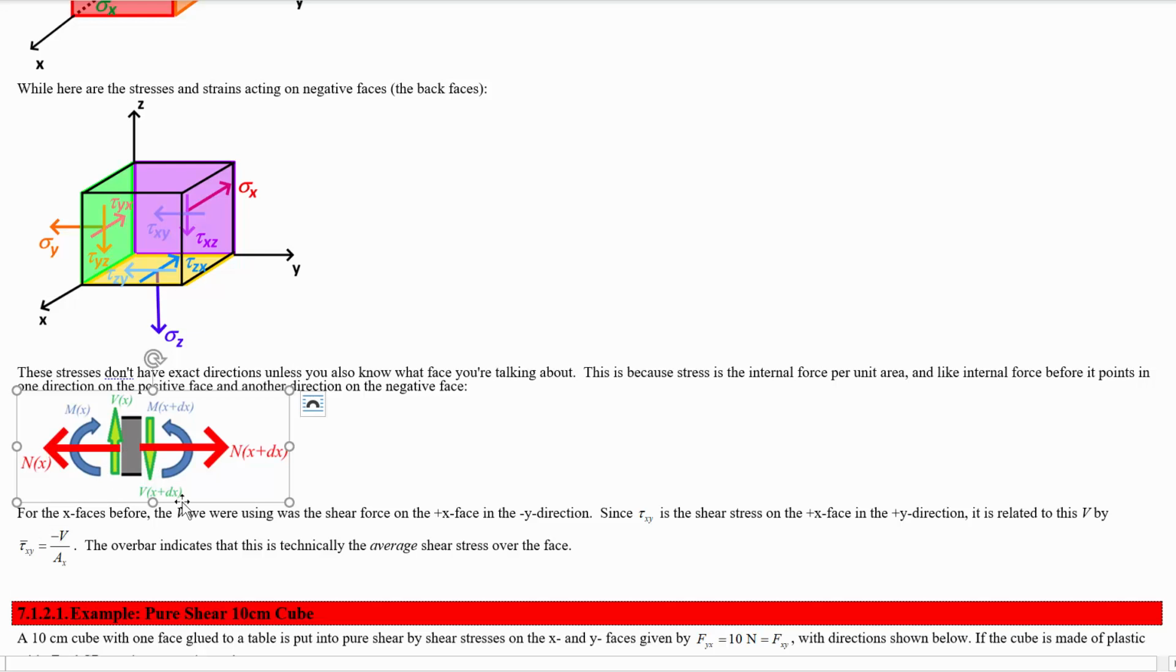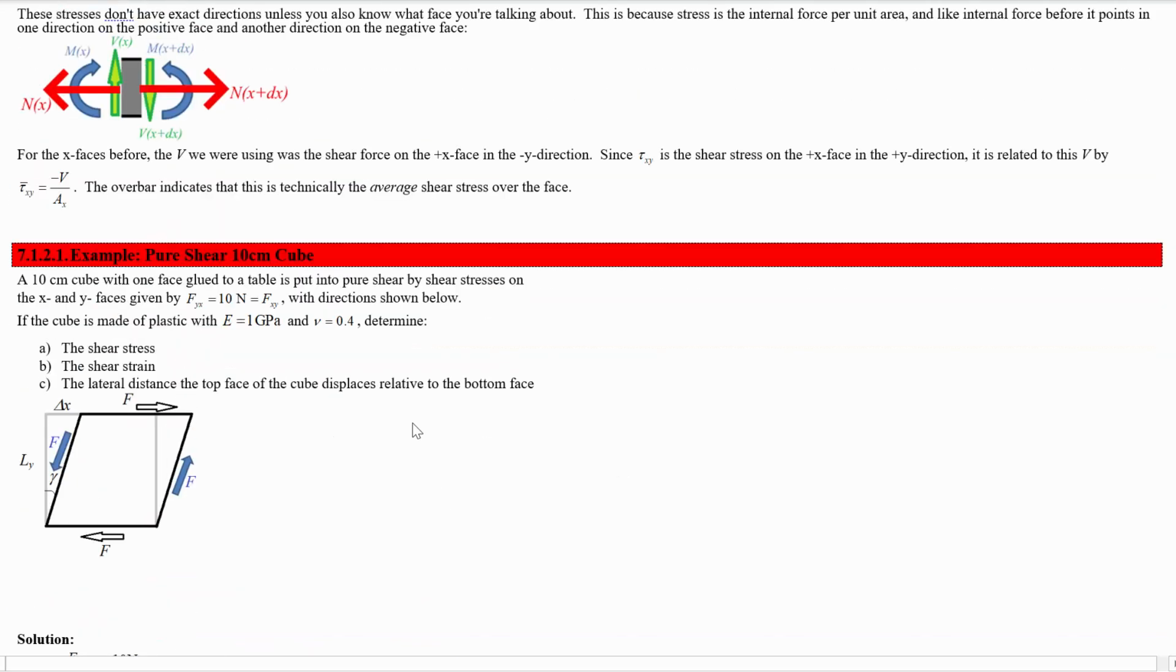So it's actually going to be negative this V we were dealing with before divided by AX. All right, let's look at an example. A 10 centimeter cube with one face glued to the table is put into pure shear with shear stresses on the x and y faces given by Fyx equals 10 newtons equals Fxy, with directions shown below. If the cube is made of plastic with E equals 1 gigapascal and nu is 0.4, determine the shear stress, shear strain, and the lateral distance the top face of the cube displaces relative to the bottom face.